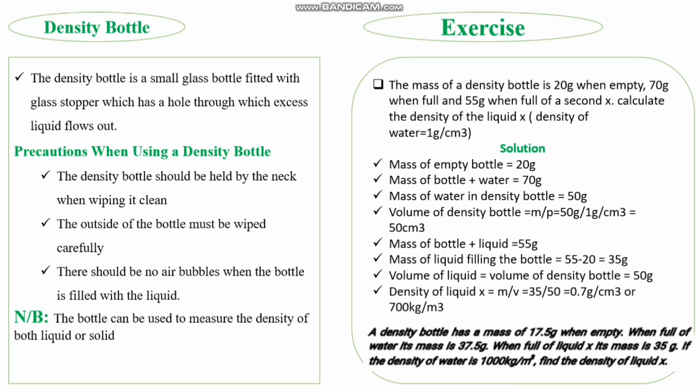So you can go and try this one. A density bottle has a mass of 17.5 grams when empty. When full of water, its mass is 37.5 grams. When full of liquid X, its mass is 35 grams. If the density of water is 1000 kilograms per cubic meter, find the density of liquid X. You just apply the same concept and the same procedure that we have done here.